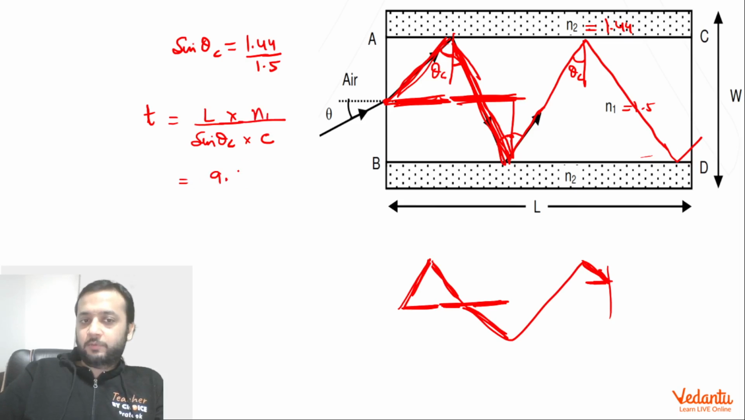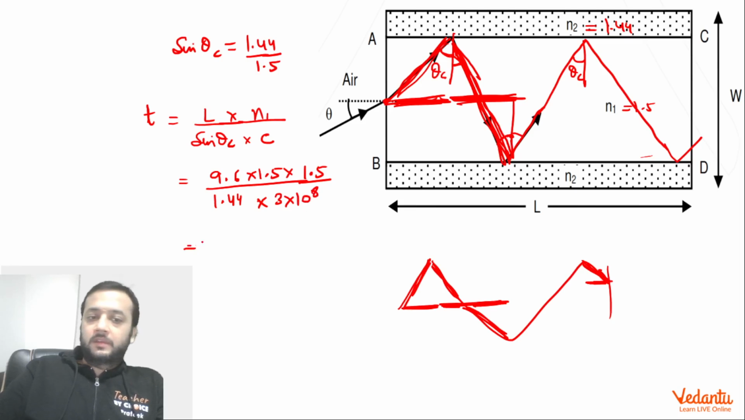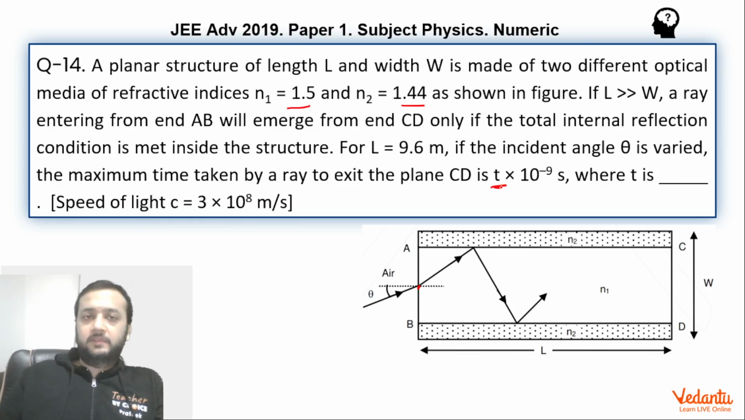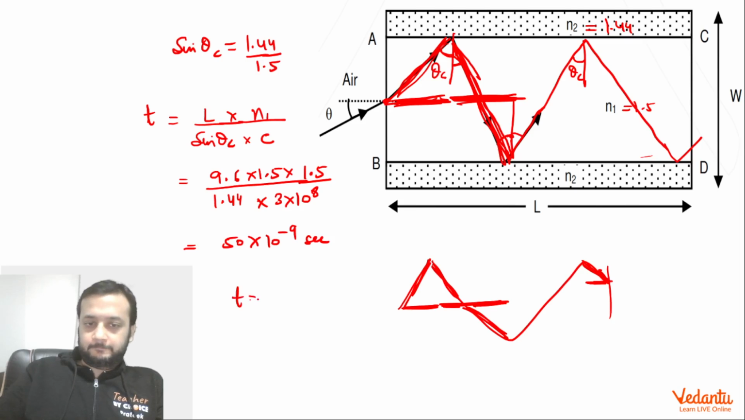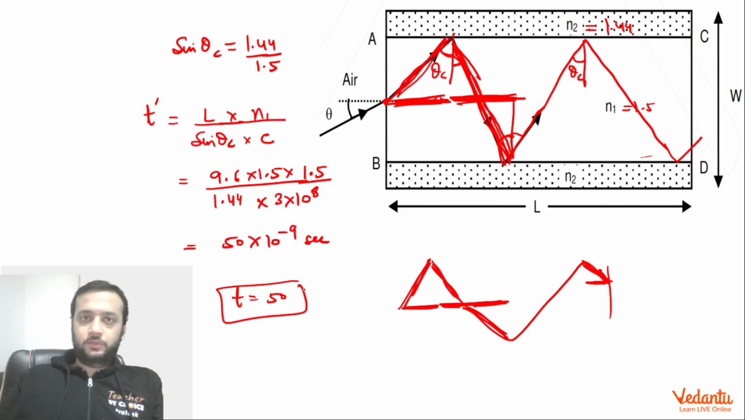L was given as 9.6, divided by sine theta c, which is 1.44 over 1.5. The 1.5 will go in the numerator, but n1 was already present, so it will be 1.5, and this is 3 into 10 to the power 8. When you solve this, you're going to get the time as 50 into 10 to the power minus 9 seconds. Hence, this t will actually be 50. I hope you would have understood. Thank you.